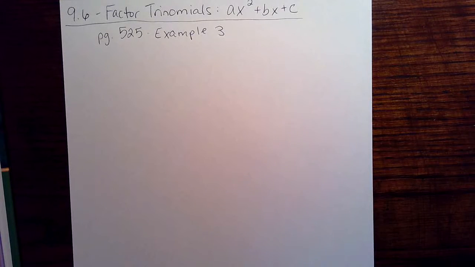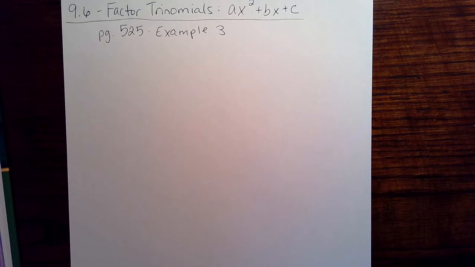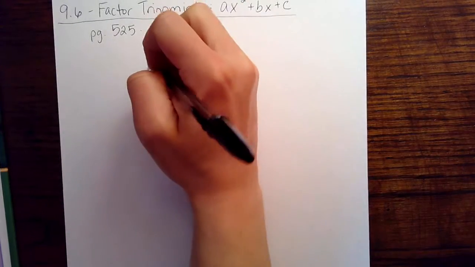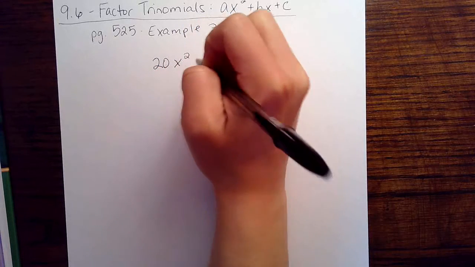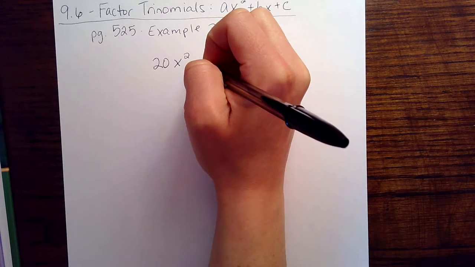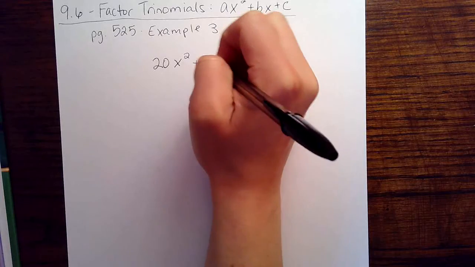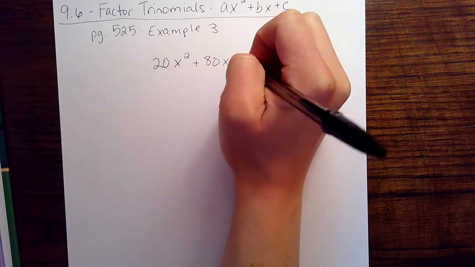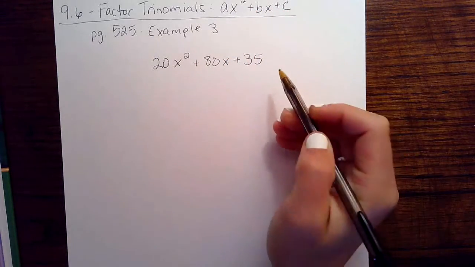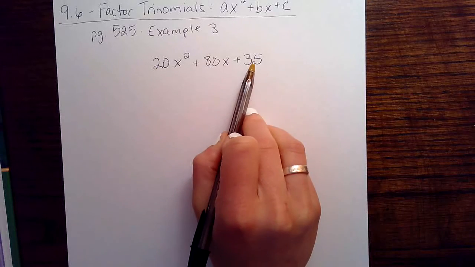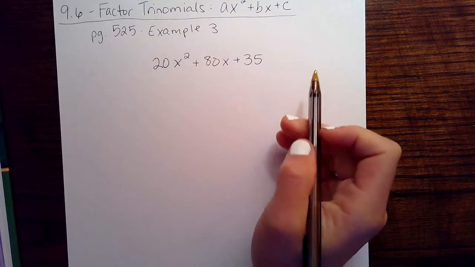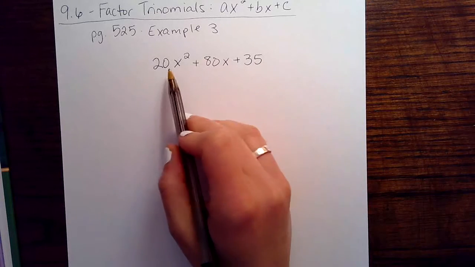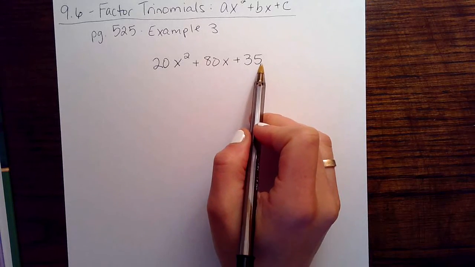And last but certainly not least is example 3, where we first factor out a monomial. So this is going to look at examples where before we start factoring into two binomials, we can first find a common factor between all three of these terms. So let's look and see if we can find what's the common factor between 20, 80, and 35.